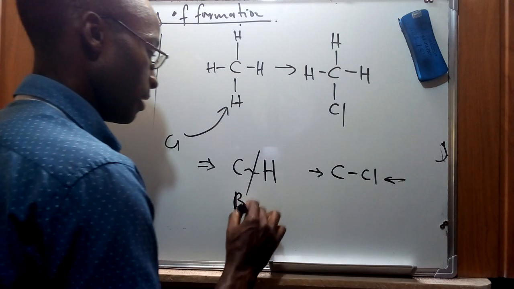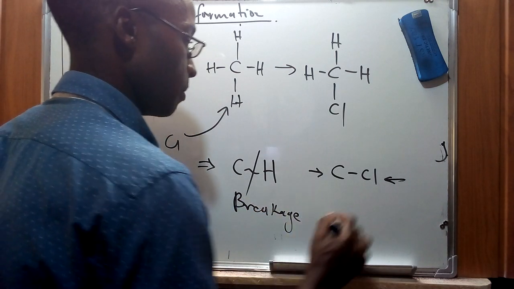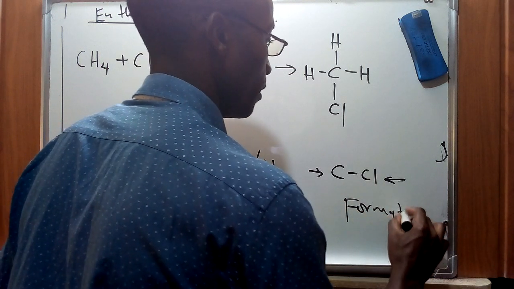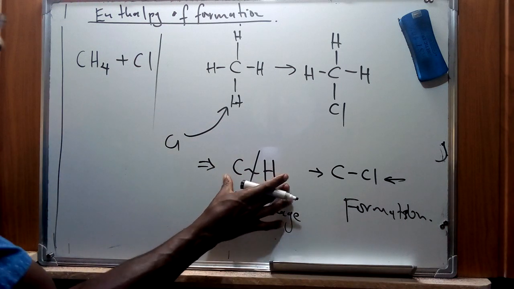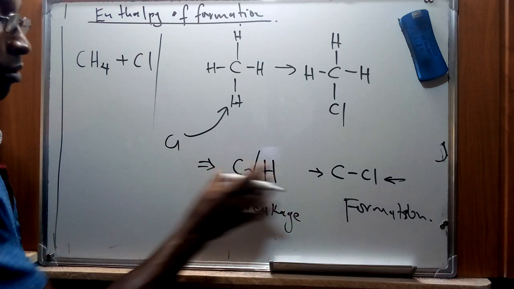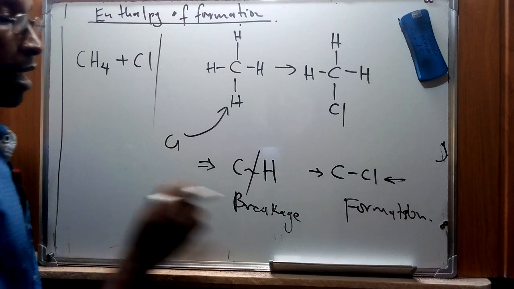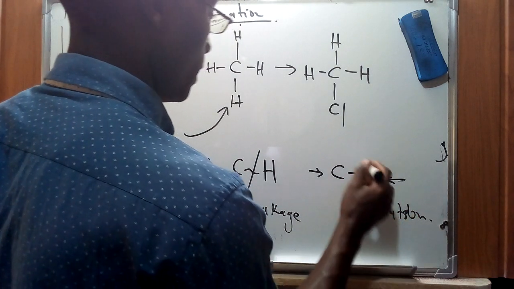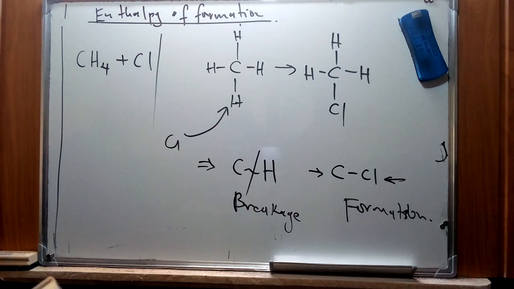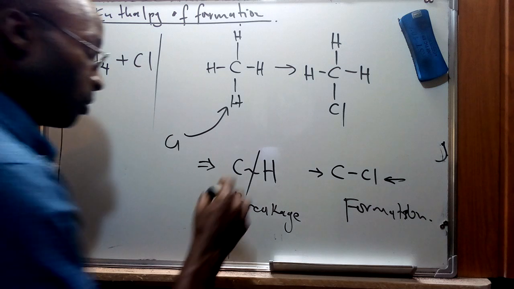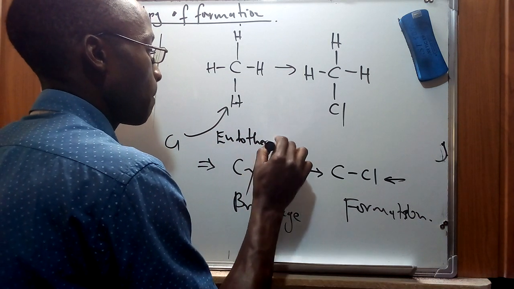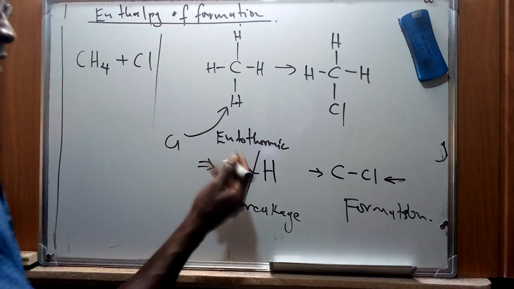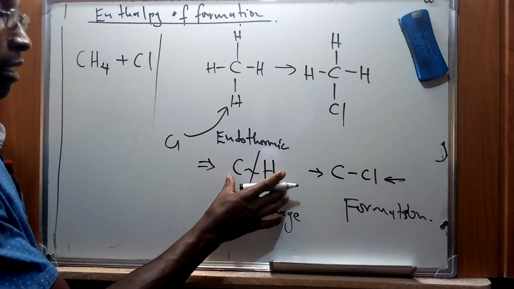So there's a breakage of this particular bond where there's a formation of another bond. These two processes entail energy because a lot of energy is used to hold this covalent bond together. In this case, we are going to have the breaking of bond, which will be an endothermic process. So the chemical reaction will take in heat from the surrounding into the system to assist in breaking of the bond.